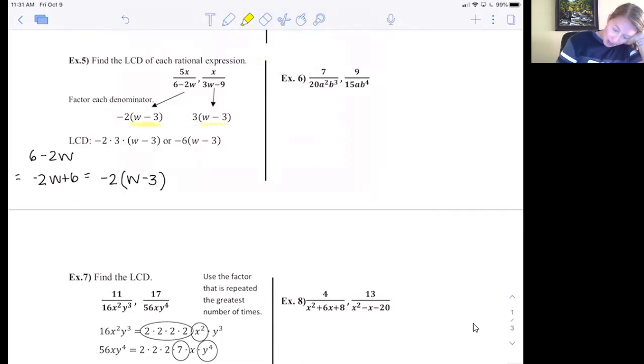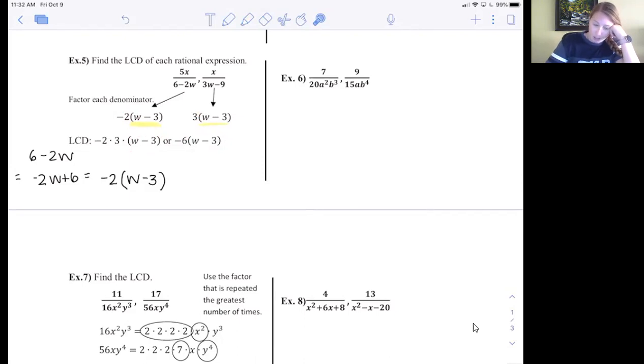Now the difference is that this one has a 3 in front and this one has a negative 2. So I know for sure the least common denominator is going to include w minus 3. And the two things that they don't have in common, I'm going to multiply together: negative 2 times 3. So my least common denominator will be negative 6 times w minus 3.